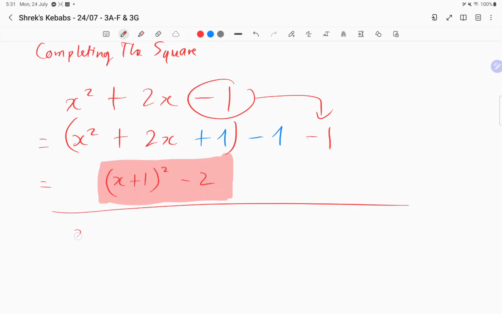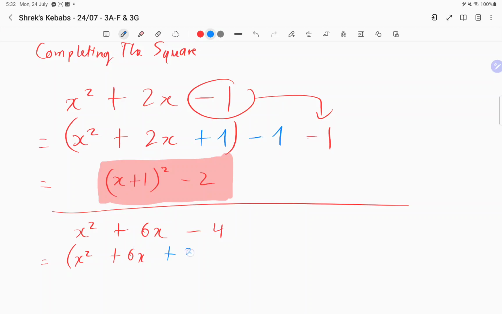Okay, alright. Now let's see if you guys can do this one here: x squared plus 6x minus 4. What are we missing? Brackets, plus 3 squared. It's the square of half of that number.